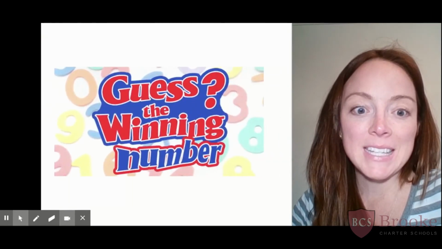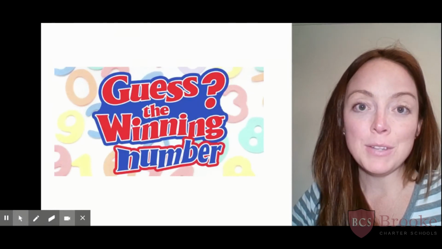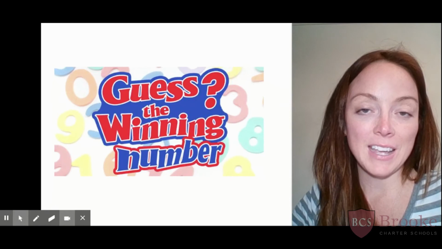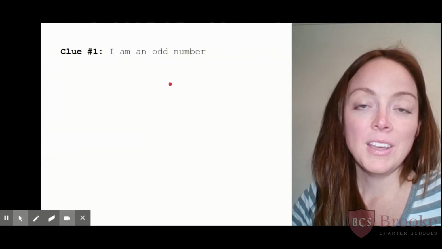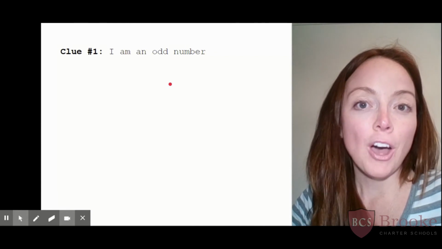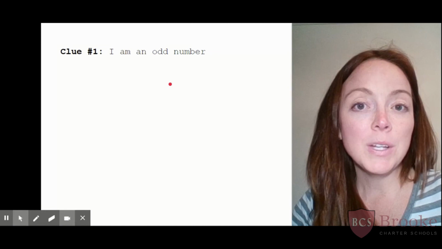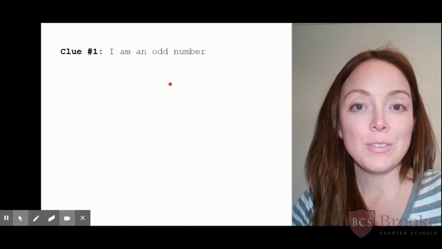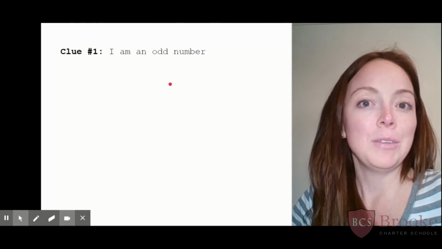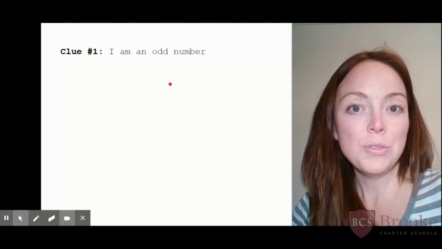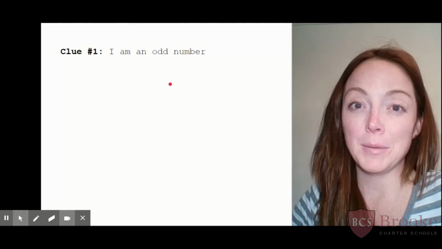The last thing we're going to play today is called Guess the Winning Number. I'm going to give you some clues and I want to see if you can figure out the winning number for today. The first clue is, I am an odd number. Now, I remember odd numbers in the ones place have a 1, 3, 5, 7, or 9. So that means the number I'm looking for today in the ones place has a 1, 3, 5, 7, or 9. That could be a lot of numbers.